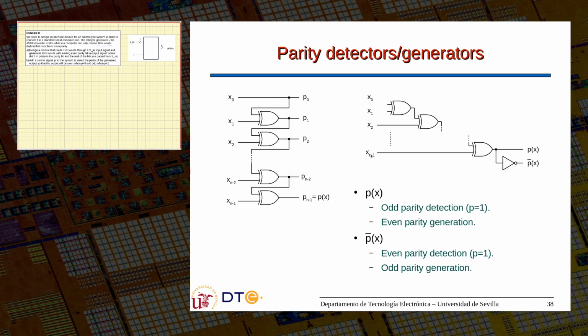But this value can also be seen as a parity generator, because the odd parity generated here, if I combine it to the original word, will make the parity even. Because if we have an odd number of ones and I add a 1 to that word, then the number of ones will become even.